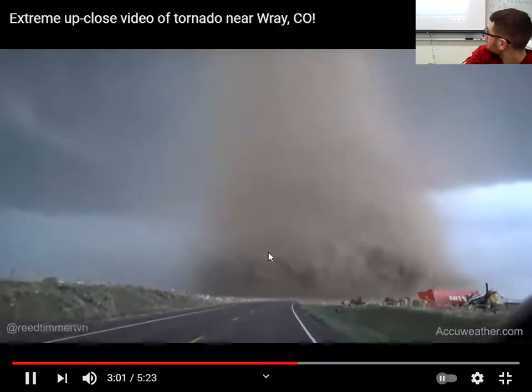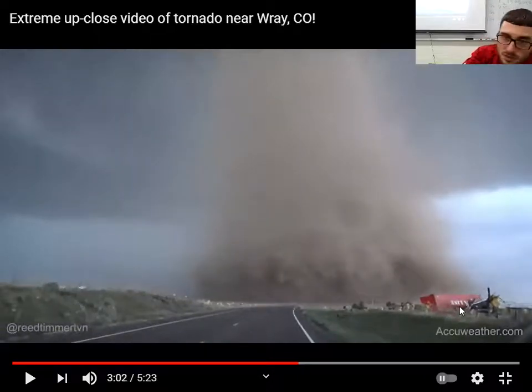And as you can see, here is a semi-truck that's just been tossed aside like it's a piece of paper. That's how strong tornadoes can get.